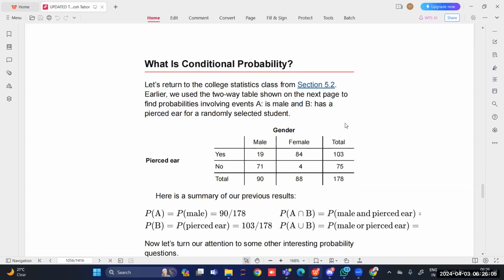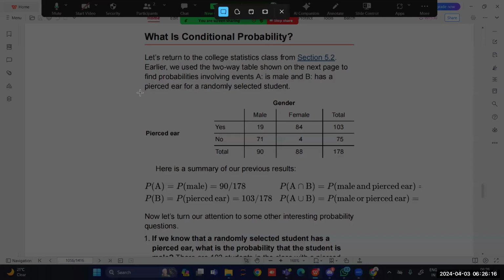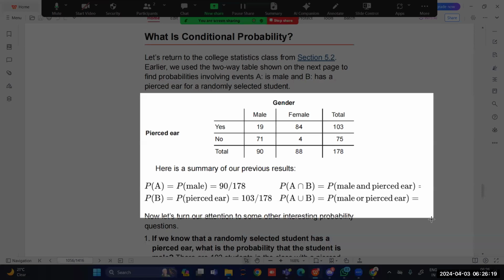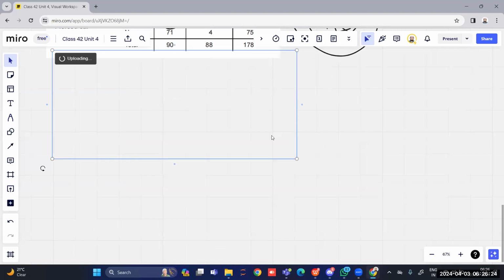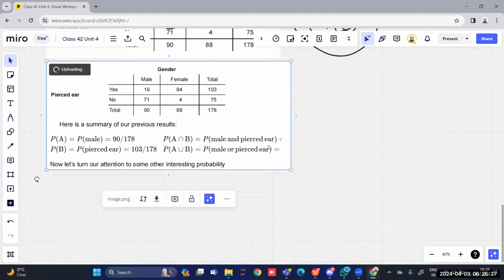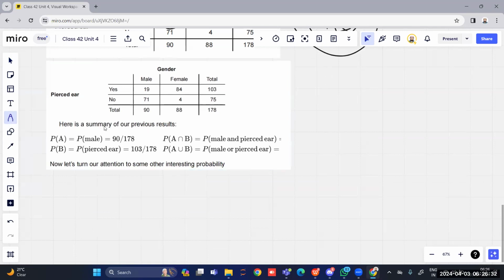Okay, so male and pierced ear for a randomly selected student. So what will be the probability of A? What's the probability of A that he is male? So male are 90, correct? Probability of A means only male, that they are male, so it will be 90 upon 178, correct?